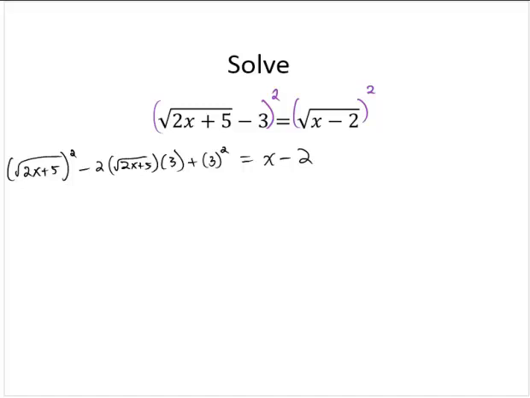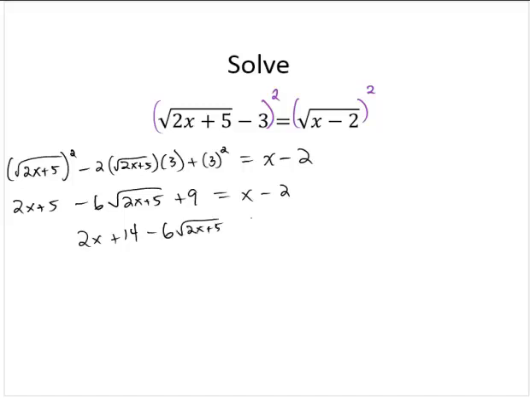Cleaning up the left-hand side, the square root of 2x plus 5 squared is 2x plus 5. Minus 2 times the square root times 3, so that's minus 6 times the square root of 2x plus 5. And then plus 3 squared, that's a plus 9. And that's x minus 2. Cleaning up a little bit more, that would give me 2x plus 14 minus 6 times the square root of 2x plus 5 is equal to x minus 2.